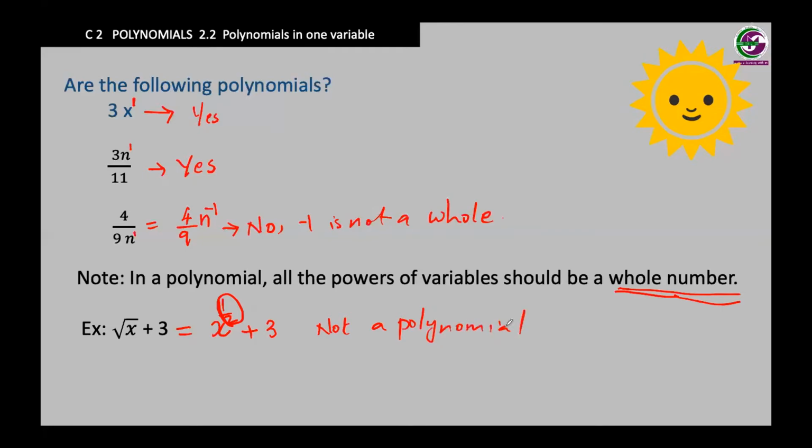Now let's see another example. Root 3 plus x. Is this a polynomial? Yes. You know why? Because we don't have to look at the power of the number. We just have to look at the power of the variable. Power of the variable is 1. So this is a whole number. It is a polynomial. This is very, very important. When the power of the variable is not a whole number, it is not a polynomial. When the power is a whole number, it is a polynomial.